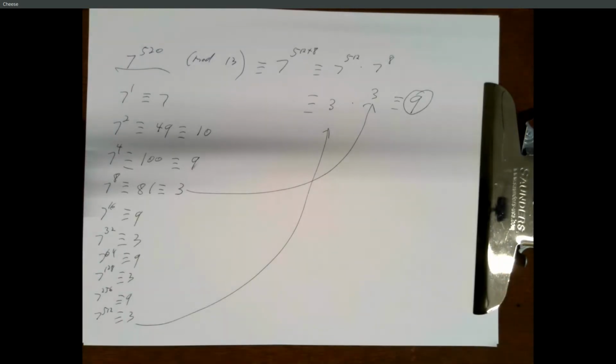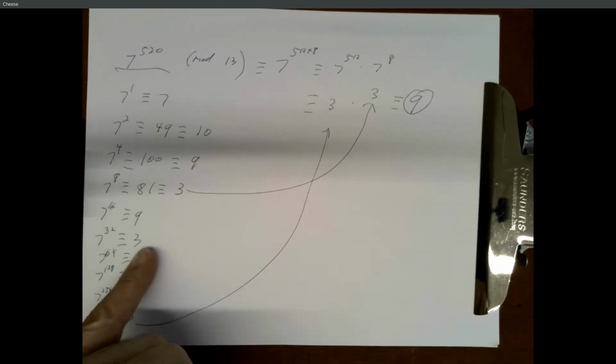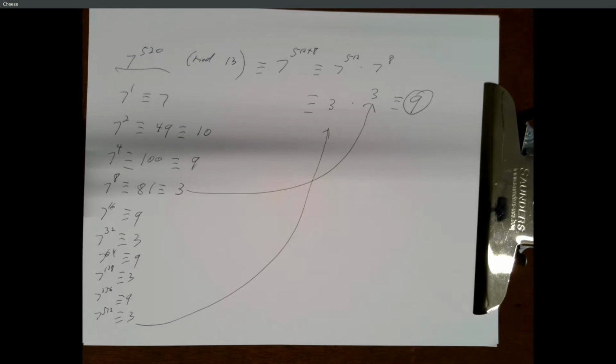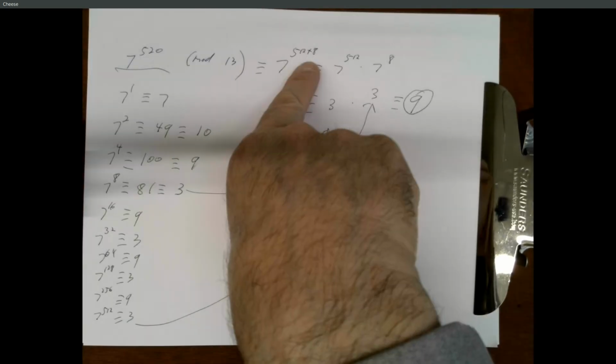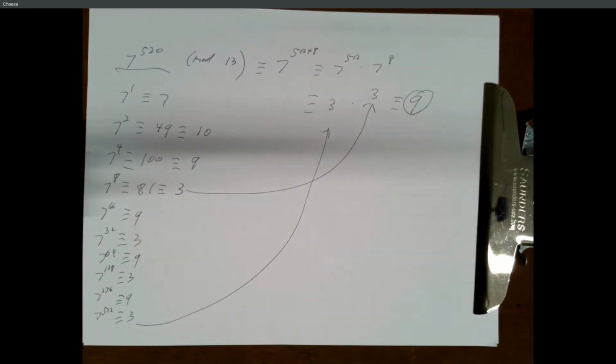And usually when you're doing these, you'll find a place where you have some kind of pattern that's repeating. And then if you write carefully, you can just fill it in without having to do too many actual calculations. And then it's just adding up the exponents and multiplying what they're equivalent to. All right, does that make sense?